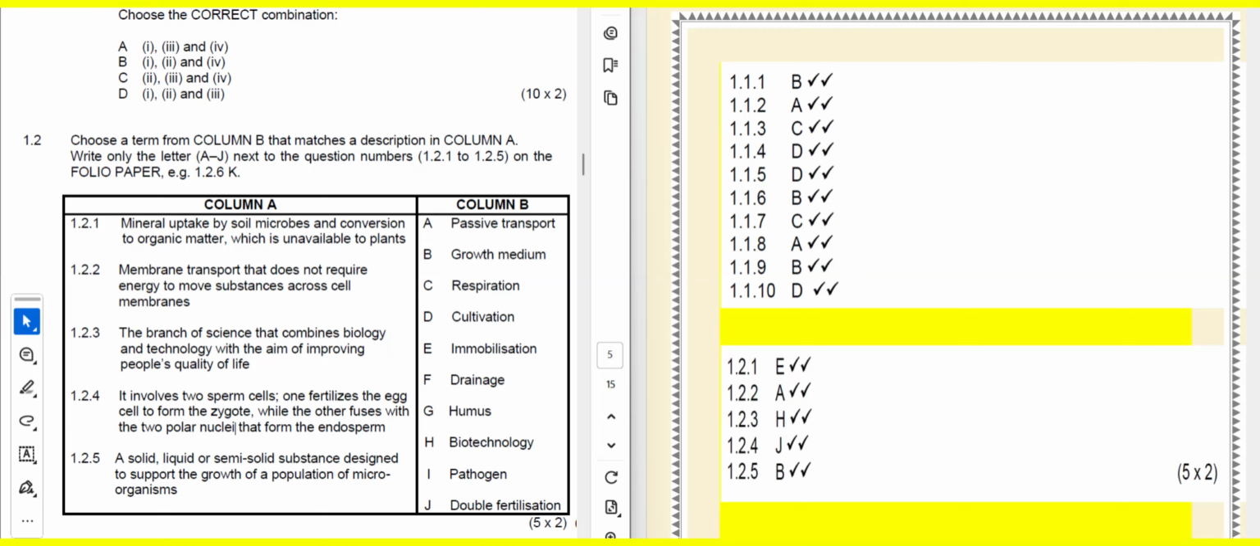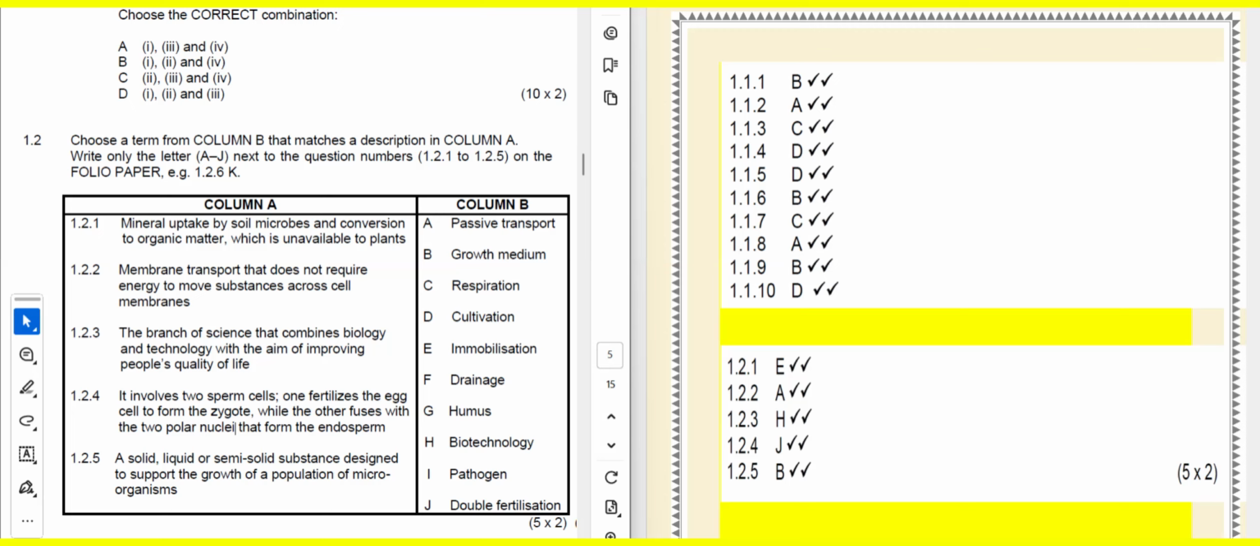1.2.4. It involves two sperm cells. One fertilizes the egg cell to form the zygote, while the other fuses with the two polar nuclei that form the endosperm. Karabo, what is the answer? Letter J. This refers to double fertilization. Correct.